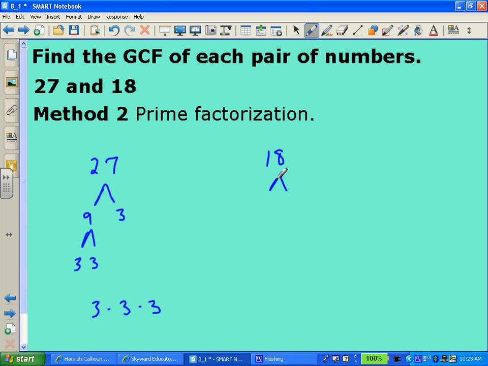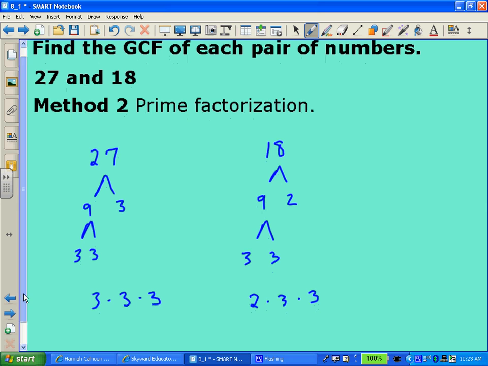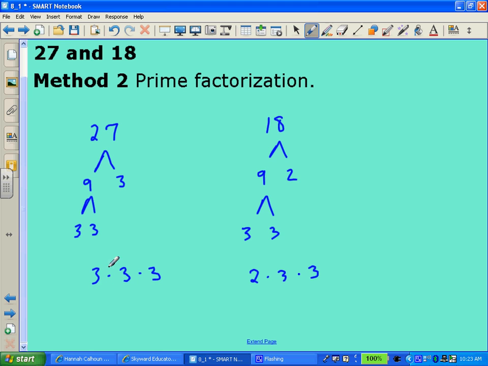And then for 18, do the same thing. 9 and 2, 3 and 3. So its prime factorization is 2 times 3 times 3. Now what I do here, once I have their prime factorizations, is I look for pairs.